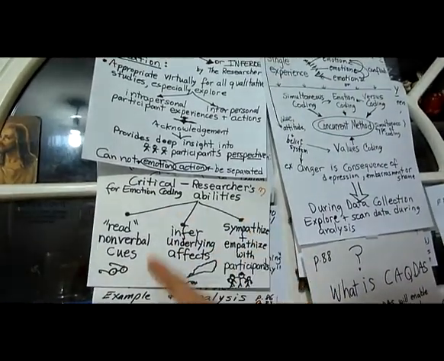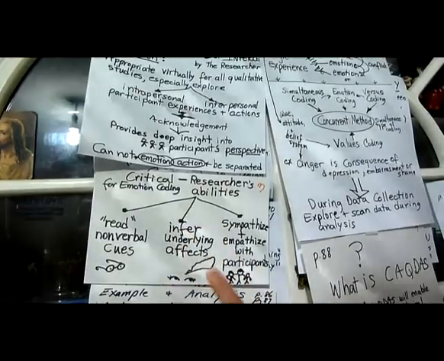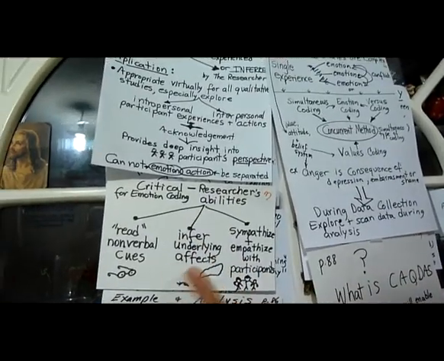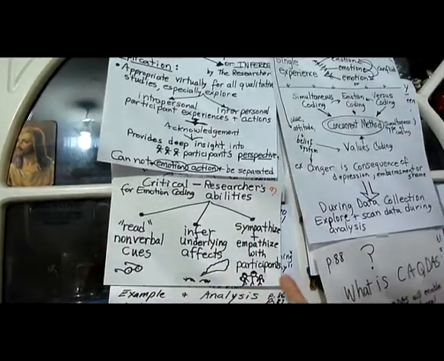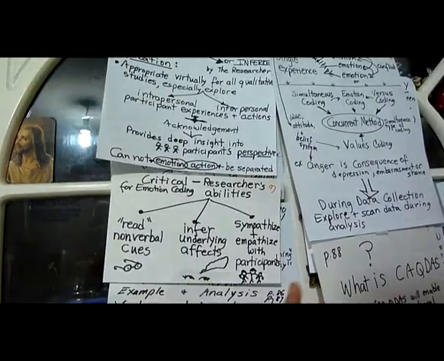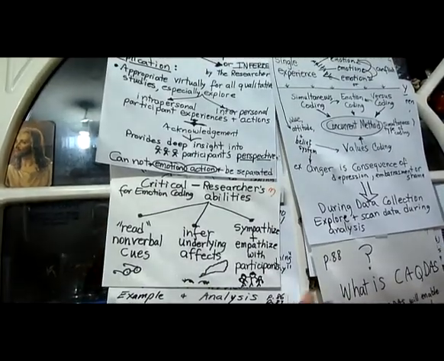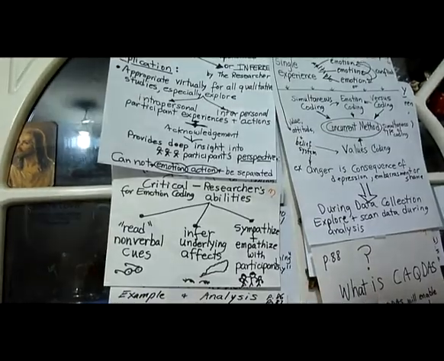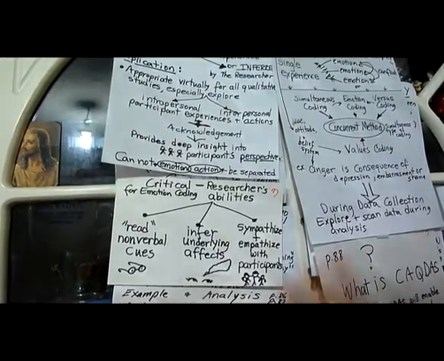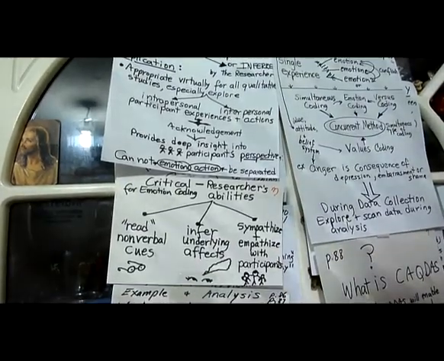They have to use the abilities to infer the underlying affect of any of the emotions from the participants, as well as sympathize and empathize with the participants to be able to relate and make the participant comfortable in sharing their information or feelings, anything that has to do with emotions.